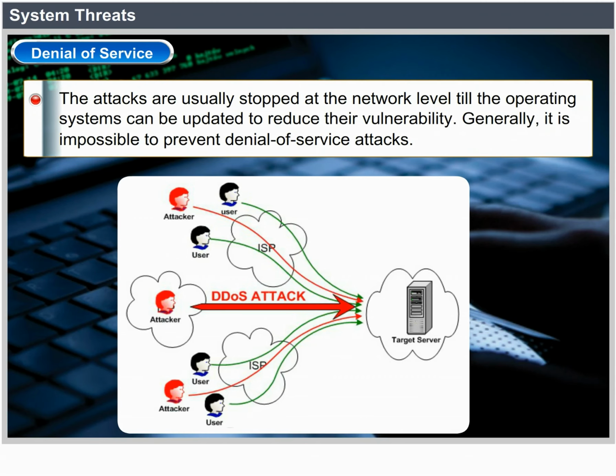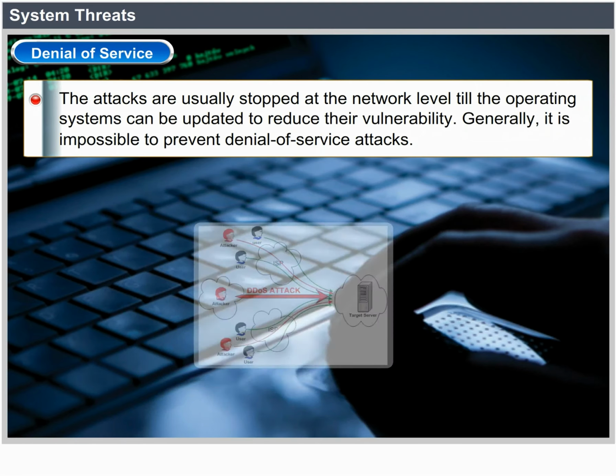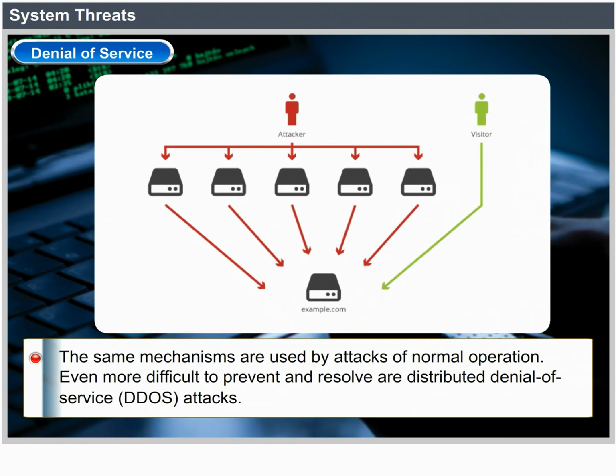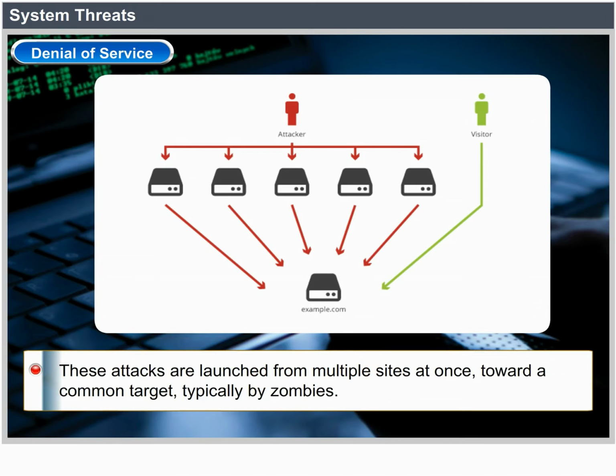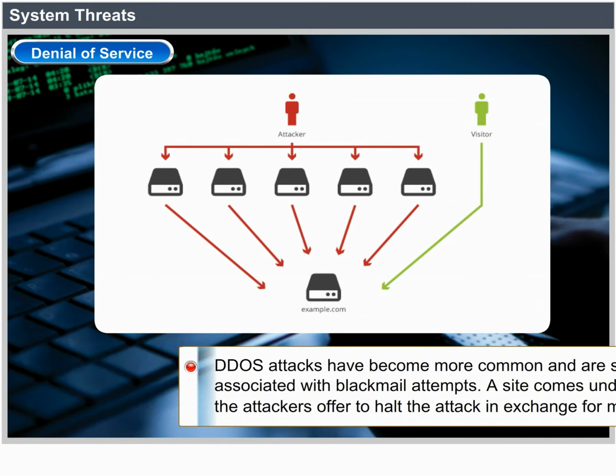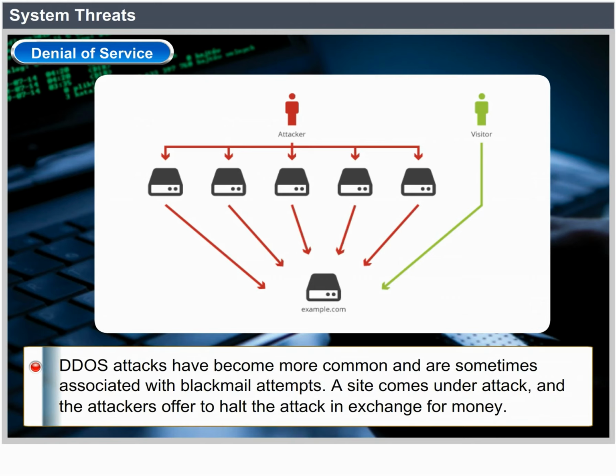Generally, it is impossible to prevent denial-of-service attacks. The attacks use the same mechanisms as normal operation. Even more difficult to prevent and resolve are distributed denial-of-service (DDoS) attacks. These attacks are launched from multiple sites at once toward a common target, typically by zombies. DDoS attacks have become more common and are sometimes associated with blackmail attempts. A site comes under attack and the attackers offer to halt the attack in exchange for money.